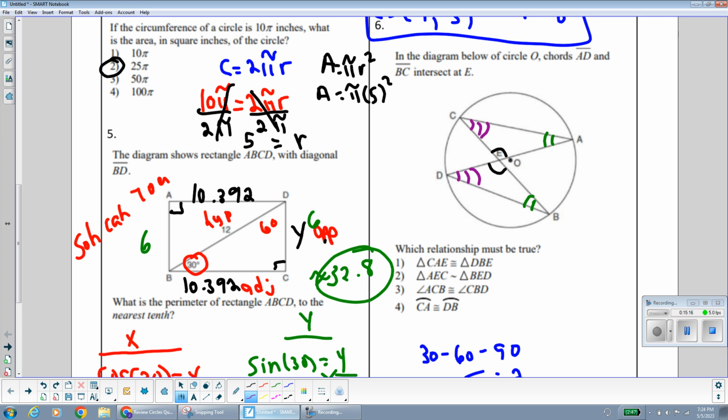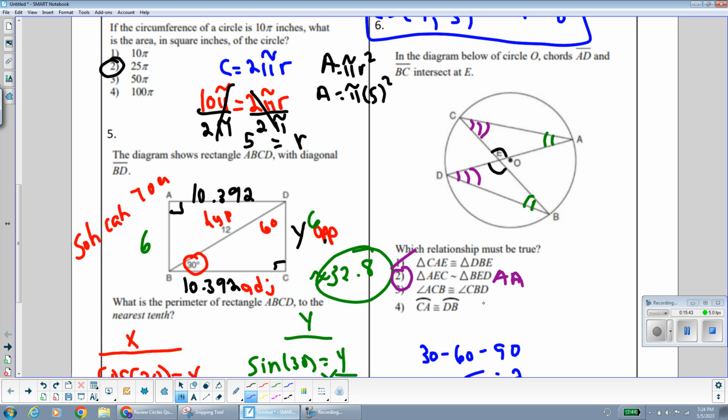Looking at the answer choices, this is all I can conclude. I don't know anything about the chords or the arcs here, so this is literally all I can conclude. So I don't know this because I don't have one of our 5 methods of proving triangles congruent. I do know this because I do have AA. In fact, I have AAA.